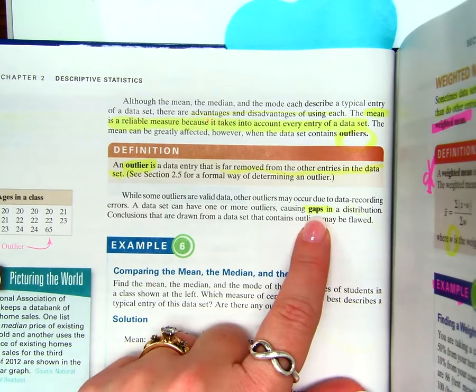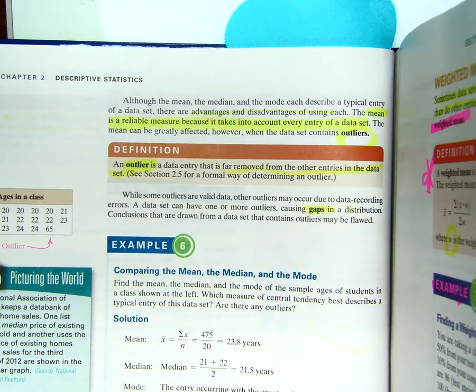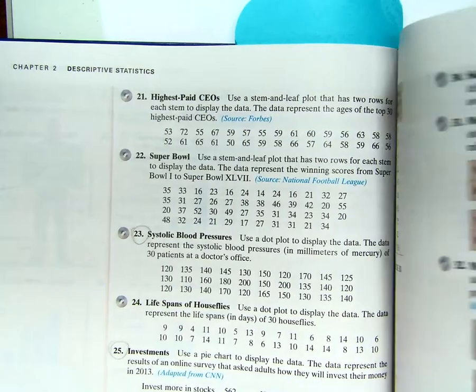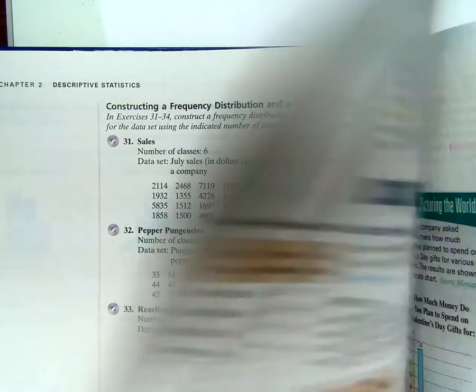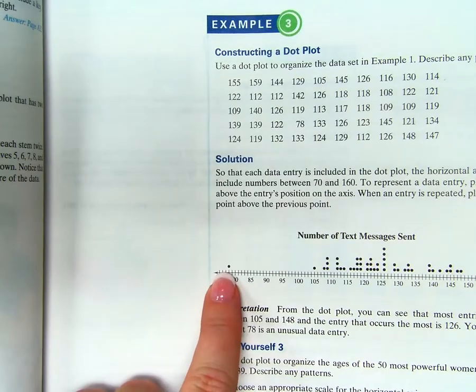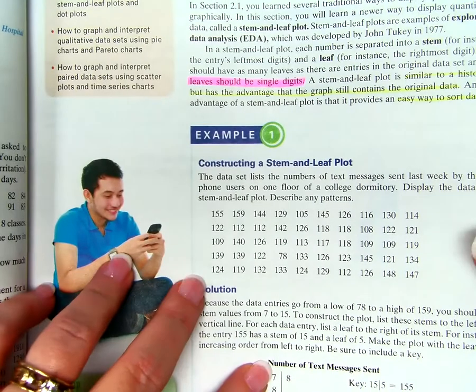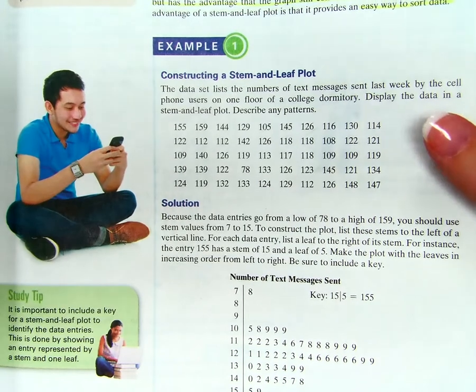Outliers can create gaps in the distribution of the points. You saw that earlier with the dot plot. You can see that outlier way far away from everything else. And even when we did a stem and leaf plot, it's way far away from everything else. Does that make sense? Okay.